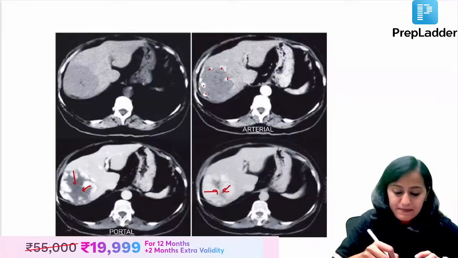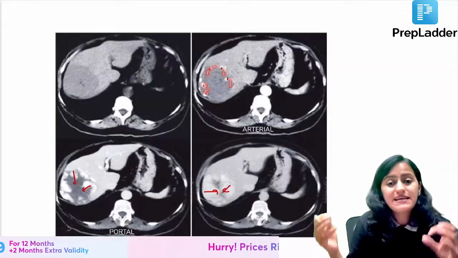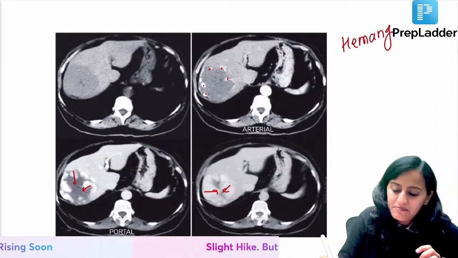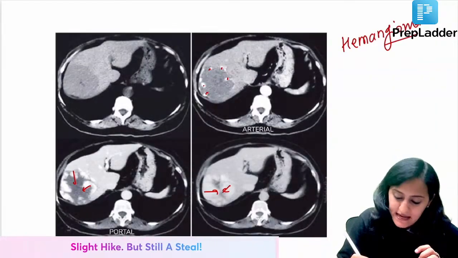Peripheral, there is this peripheral nodular enhancement and then it is filling up inside. This is classical of hemangioma. Okay, remember this is classical of hemangioma.